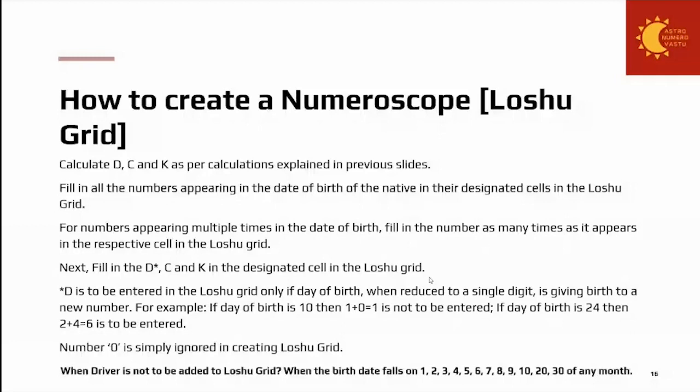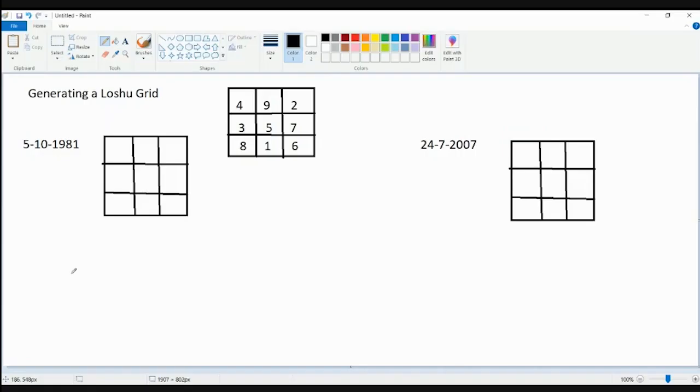I hope you are ready with your date of birth, driver, conductor, and KUA number as I had requested in the previous session. I'm going to show you hands-on with a couple of dates of birth, and I would appreciate it if you also prepare Loshu grids at your end. You can share those with me through WhatsApp. The number is given in the video description. Now you know the steps to create a Loshu grid.